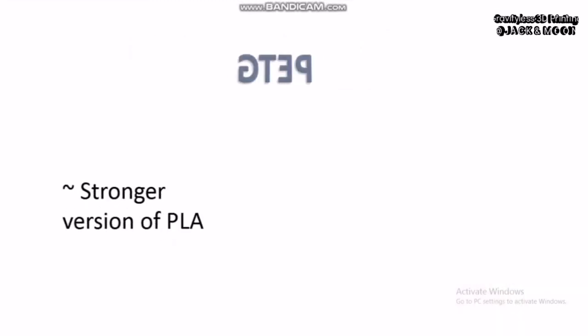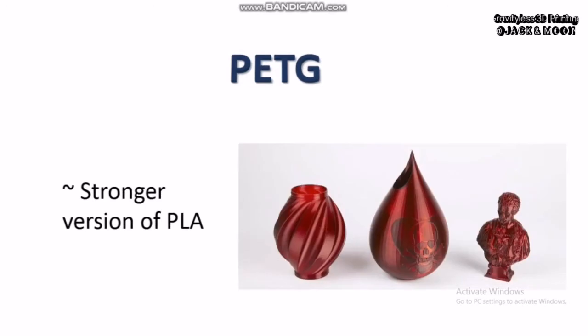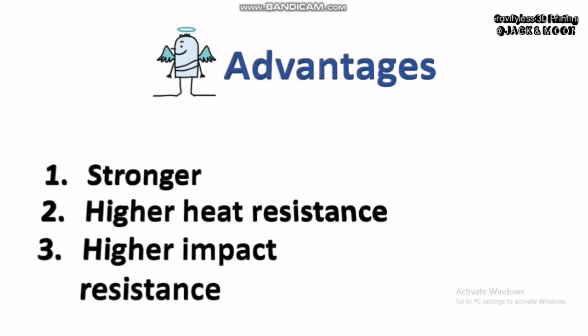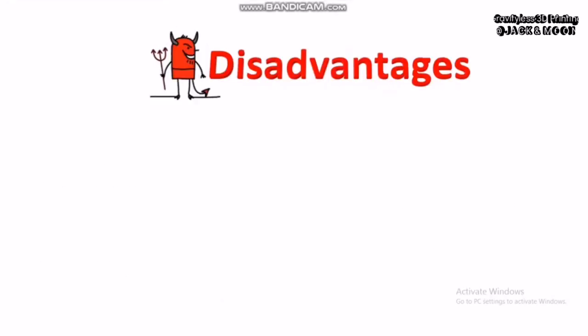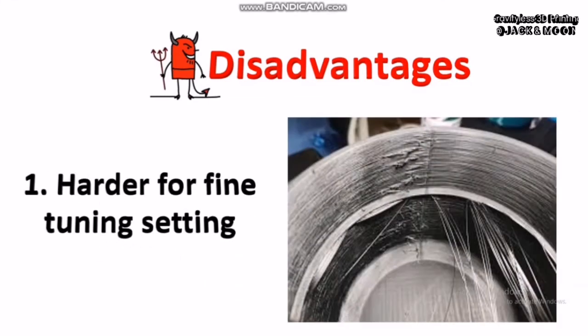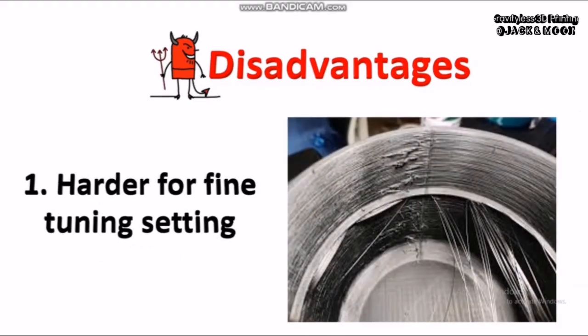PETG material is basically a stronger version of PLA. Its benefits are that it is tough, has great temperature resistance, and high impact resistance compared to PLA. The main disadvantage, however, is that it is slightly more challenging to fine-tune the print settings compared to PLA. Without proper tuning, it will have a higher tendency to crack and form stringing.